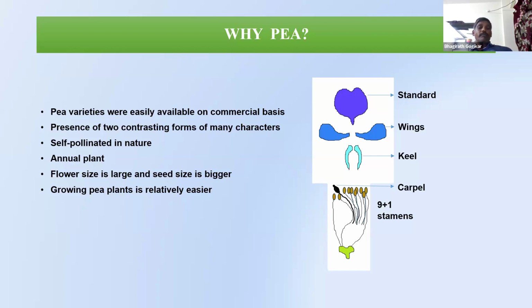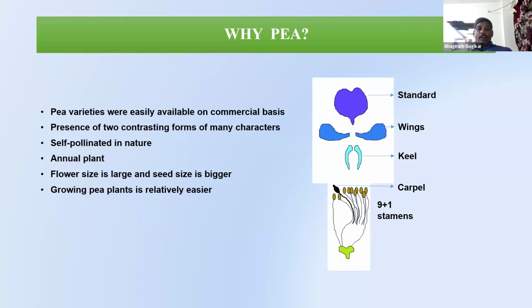For example, height of the stem. Some plants grow up to several meters, above 10 meters, which is considered the tall character. Some plants grow up to only 2 meters, which is called the dwarf character. So one morphological feature is shown in 2 contrasting forms. That makes it very easy to carry out these experiments. He identified many such contrasting forms of many characters.